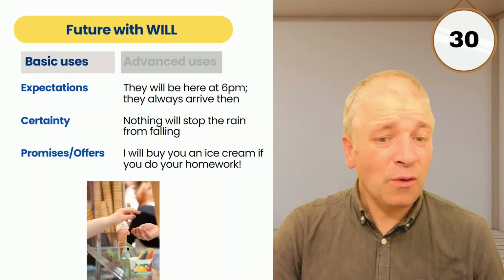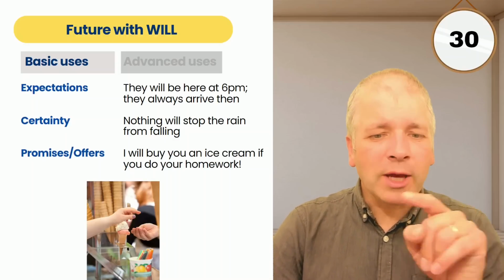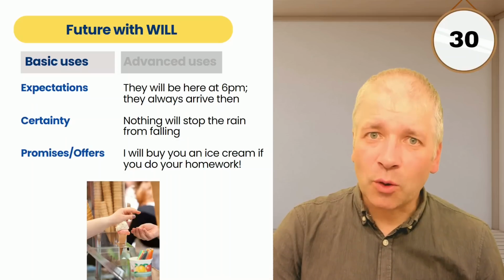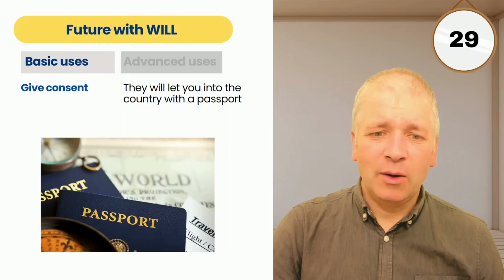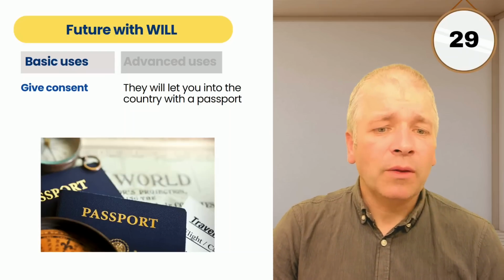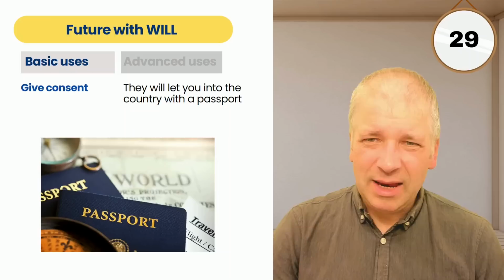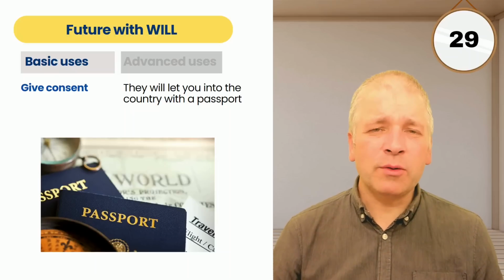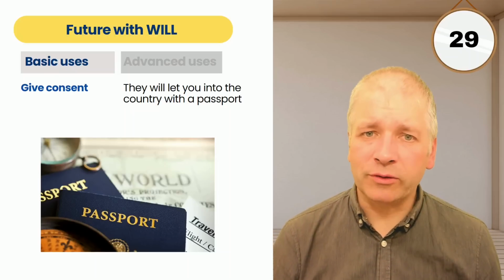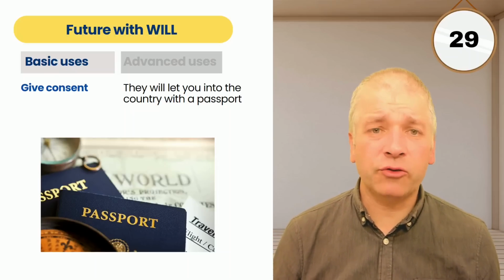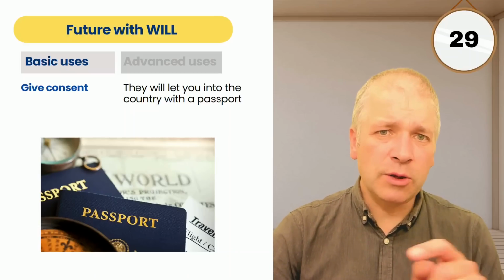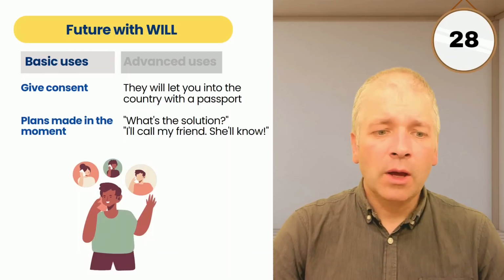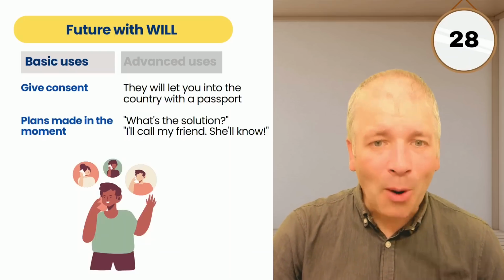Also for promises and offers. I will buy you an ice cream if you do your homework. It's a promise. When you give consent to people, then we can use will. It's saying you're allowed to do something after this point. They will let you into the country with a passport is a very common way of giving consent and using will for the future.